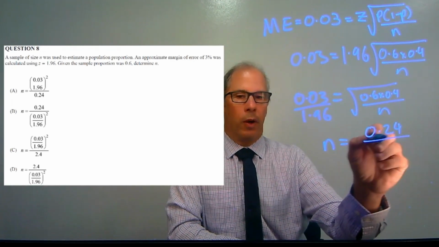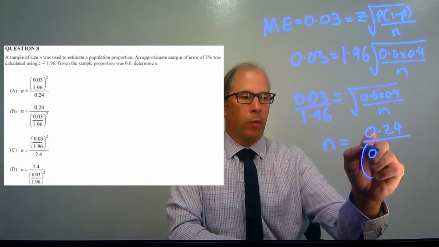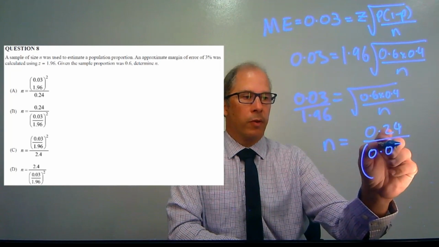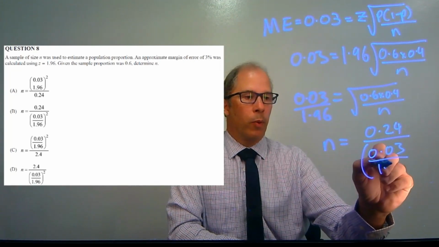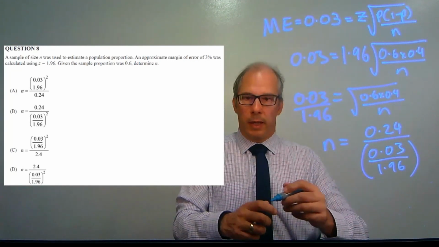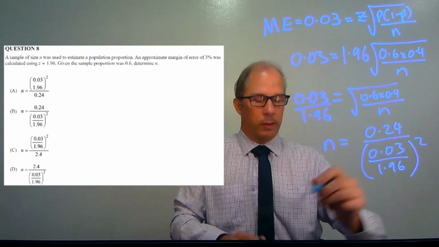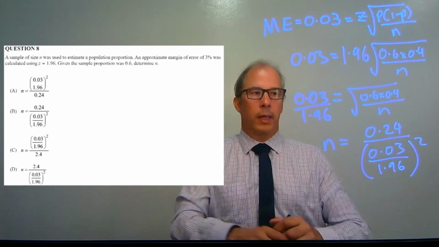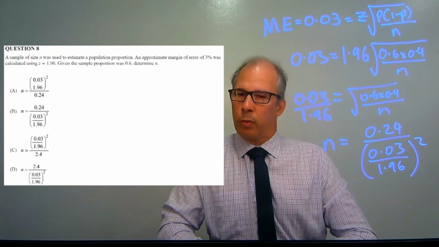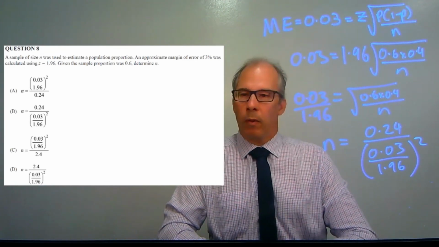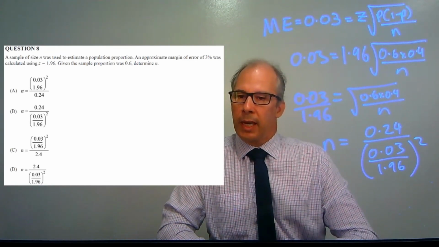0.24 over 0.03 over 1.96, and that 1.96, I forgot the squared there. I got, that should be answer B. I got B for that one. Just be careful with that one.